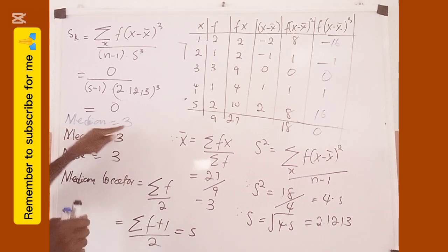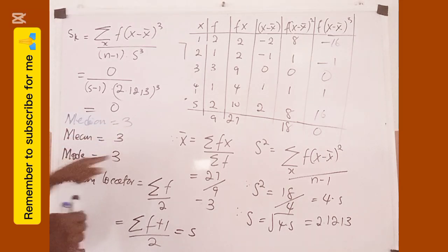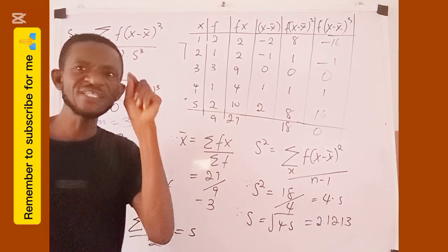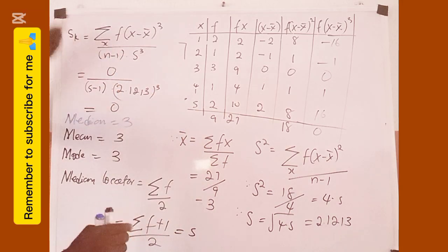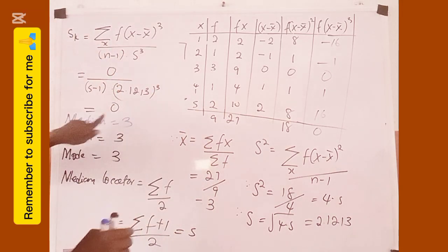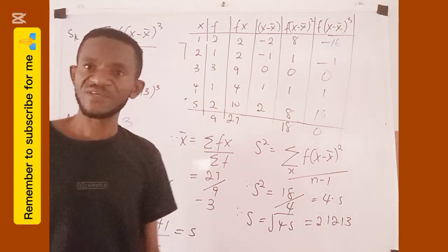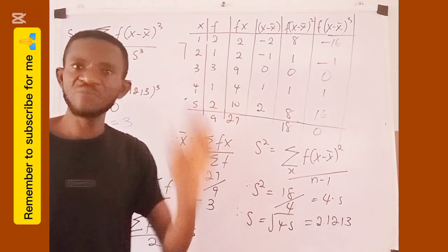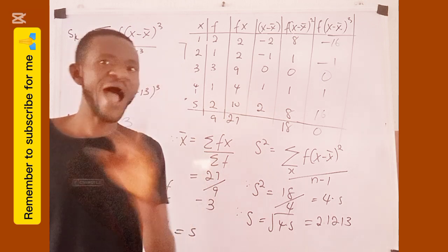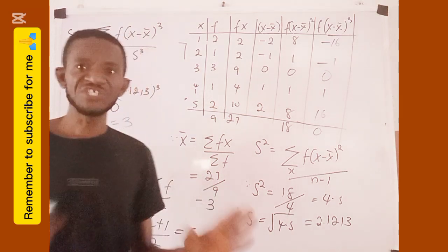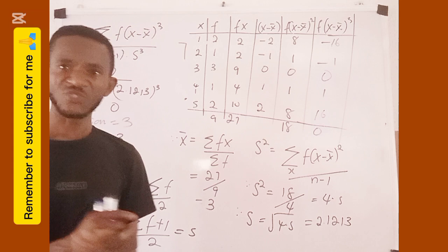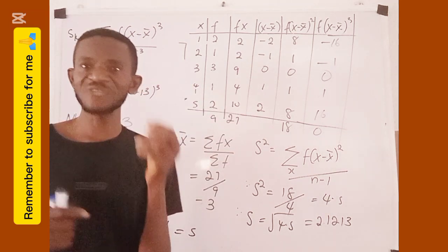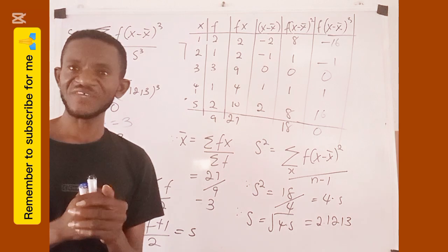Don't you see that in this data set the median is 3, the mean is 3, and the mode is 3, which actually agrees with the reason why, after calculating our skewness, the skewness gave us zero. When the skewness is zero, the mean, the median, and the mode are either equal or approximately equal to each other. So this is the much that we want to let you know about the measure of skewness.